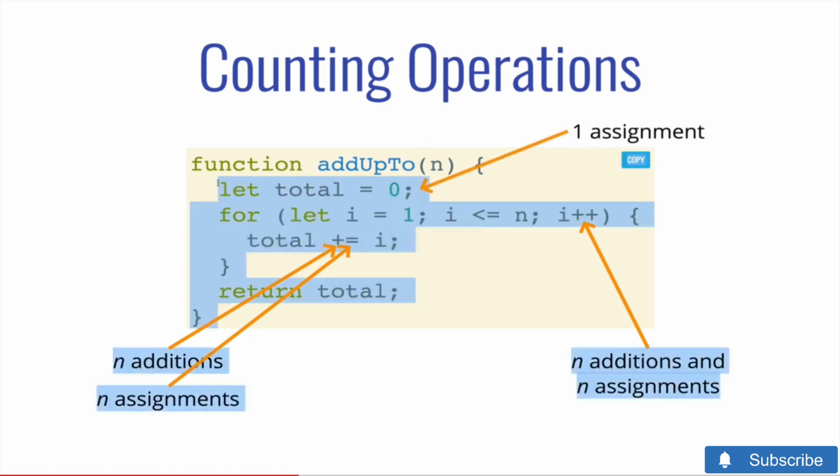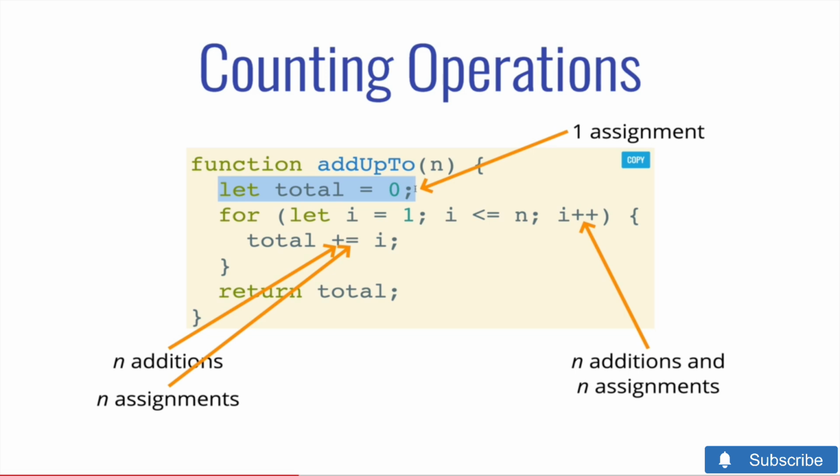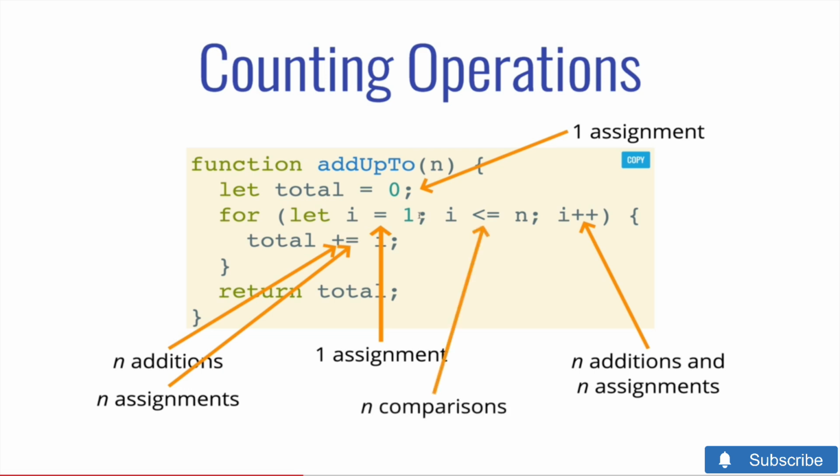Then up here, we've got 1 assignment. So this only happens once because it's not in a loop. It happens 1 time at the beginning. And then we also have this here. This is a single assignment, i equals 1. That happens once as well at the beginning of the loop. We start with i equals 1.